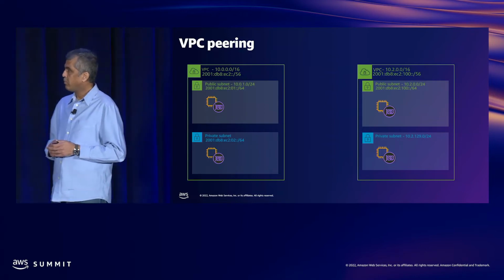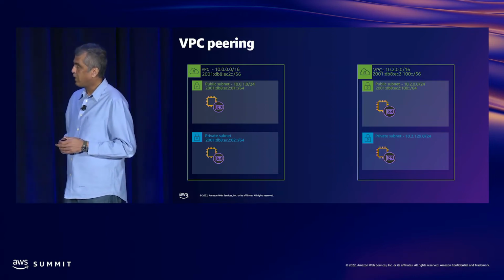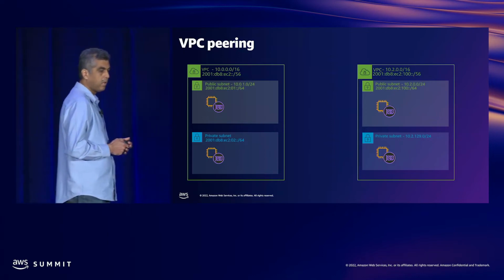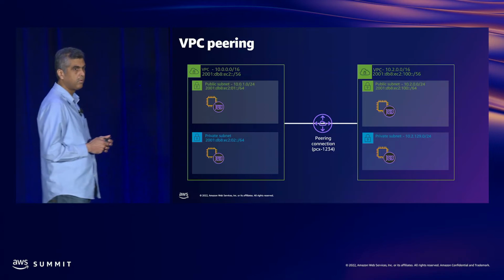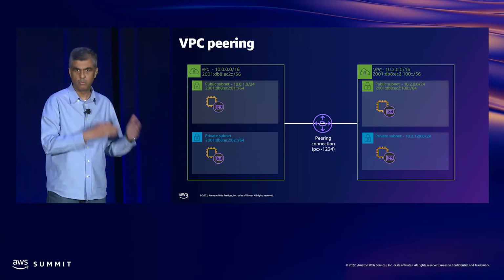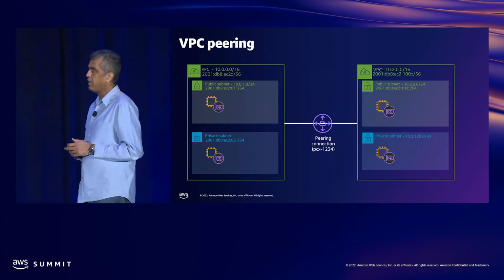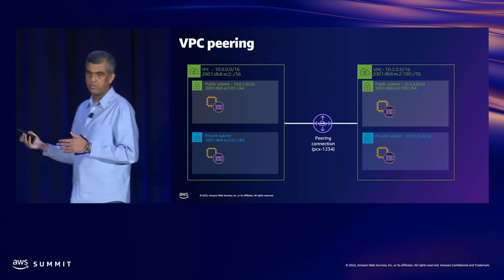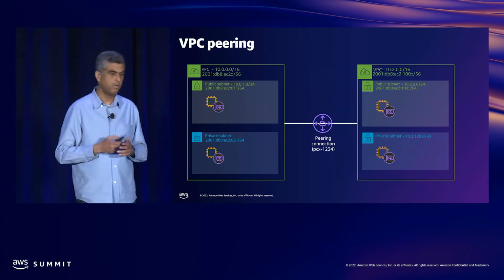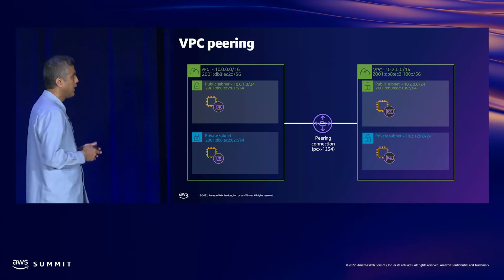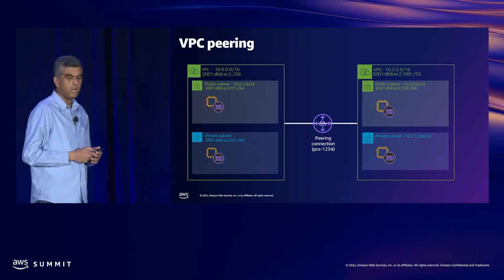In this case, two VPCs with IPv4 and IPv6 addresses, and you set up a peering connection. A peering connection is basically a mechanism where you define your source and your destination VPC, and there has to be a handshake: the requester initiates the request, the responder accepts it to say, yes, I want to accept this peering connection, and then the peering connection is established.